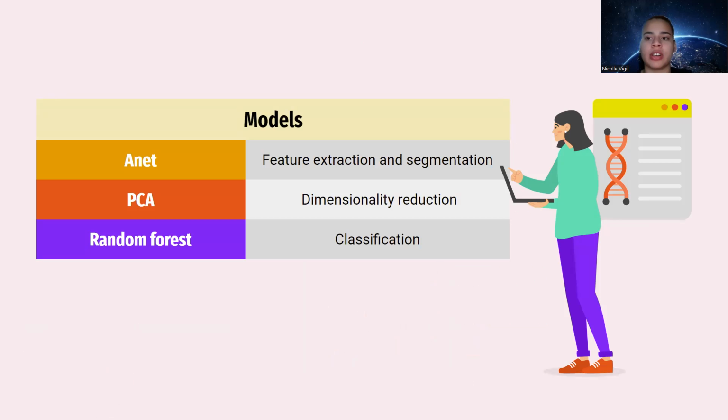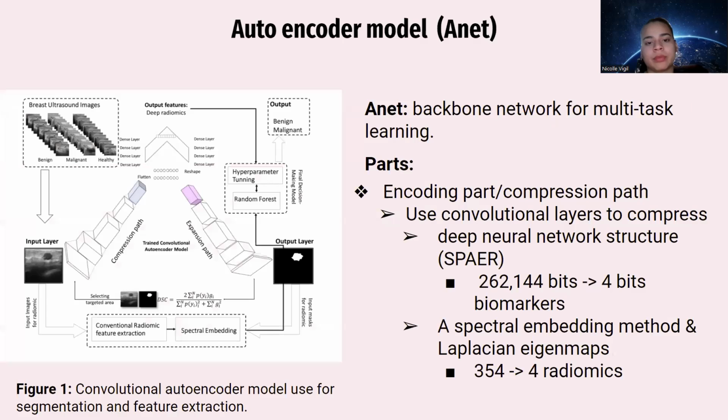The models that we're going to discuss in this presentation will be an 8-net model, which was used for feature extraction and segmentation. PCA, principal component analysis, we're going to use for dimensional reduction. And then finally, we're going to use a random forest for classification.